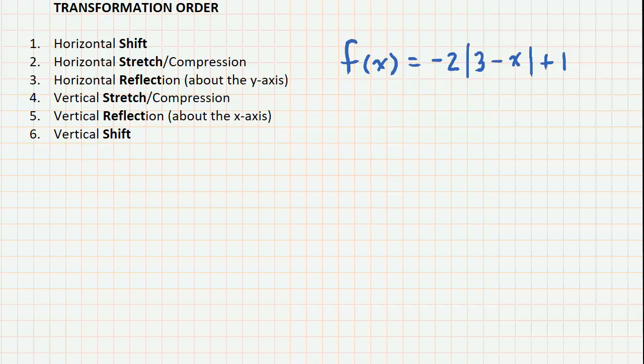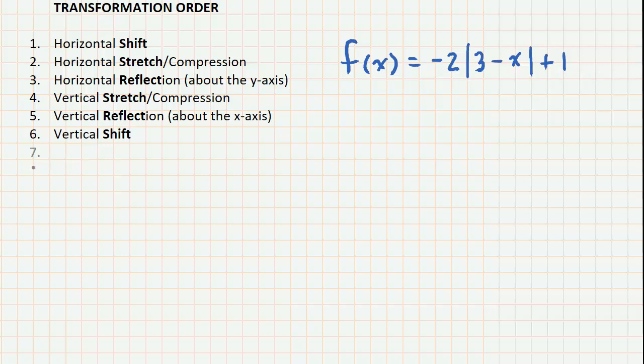Notice that horizontal transformations happen inside the function. So the horizontal transformations are always in here. The vertical transformations are on the outside. Order is very important here. So we are going to have to go in this order, horizontal first and then vertical. We'll do shift, stretch, reflect, and then stretch, reflect, shift. So let's take a look at the horizontal transformations first.